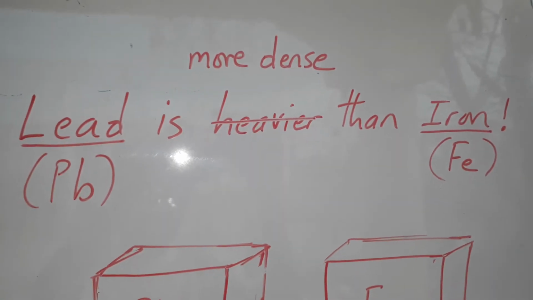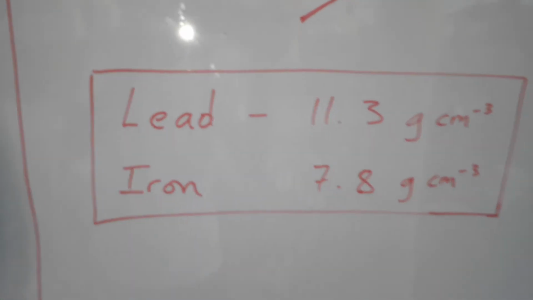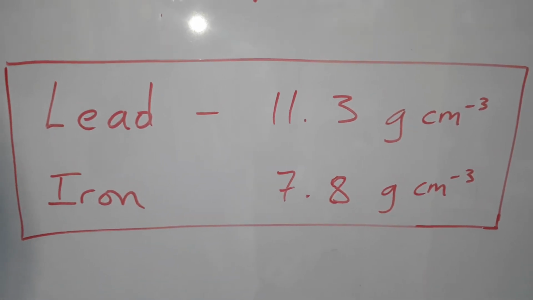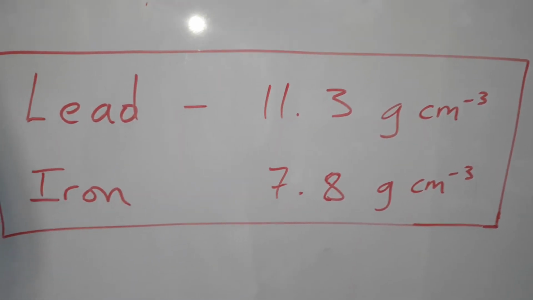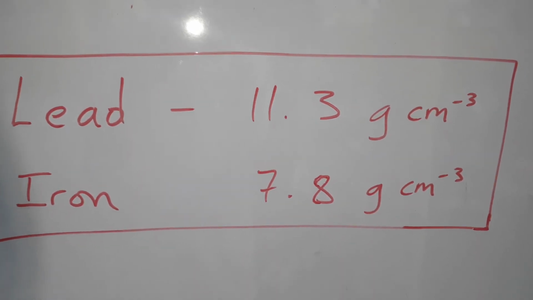Alright, so looking back at our statement, lead is more dense than iron. We have the actual values here, so we see that lead has a density of 11.3 grams per cm cube, while iron has a density of 7.8 grams per cm cube.